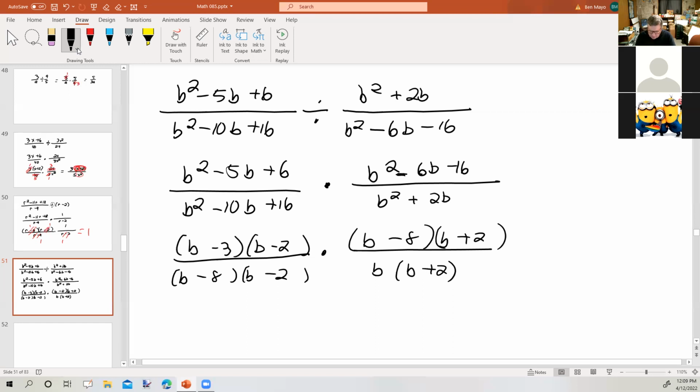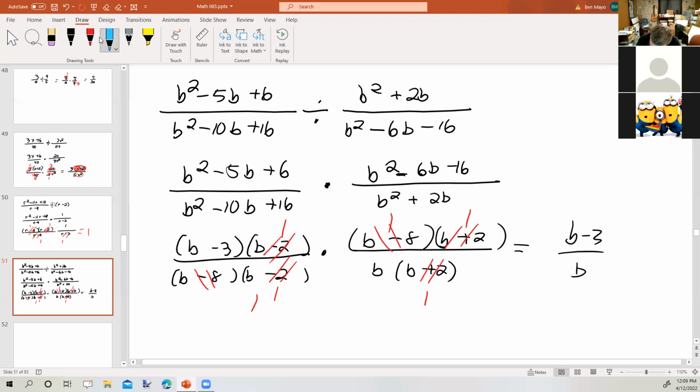So we've got everything factored. We changed dividing by a number to multiplying by its reciprocal. Now we factor everything. So let's reduce out the common factors. I can take out a b minus 2 and get a 1 over 1. I can take out a b plus 2 and get a 1 over 1. I can take a b minus 8 and get 1 over 1. And I've got b minus 3 over b.